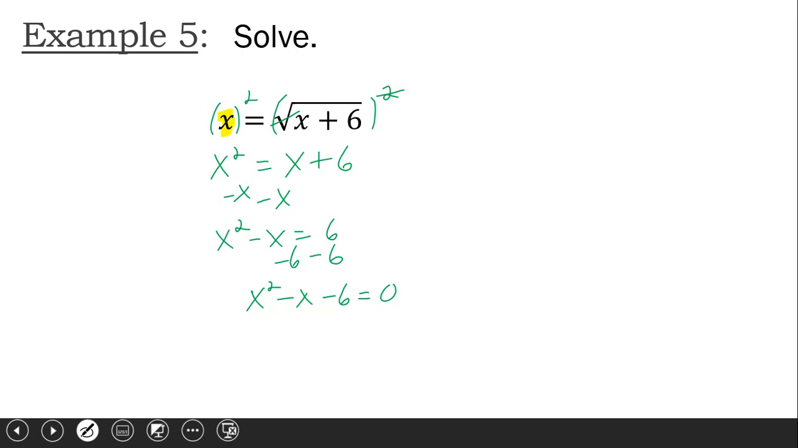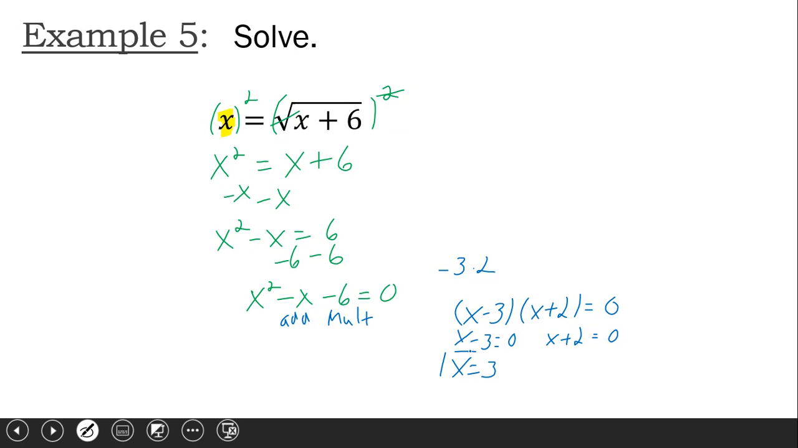Well, the easiest way to solve a quadratic is to factor it. So is there anything that's going to multiply to -6 and add to -1? Hopefully you're thinking -3 times +2. So this can factor to x minus 3 times x plus 2 is equal to 0. Solve this, set each factor equal to 0, and you're going to get two solutions here. X equals +3 and x equals -2.